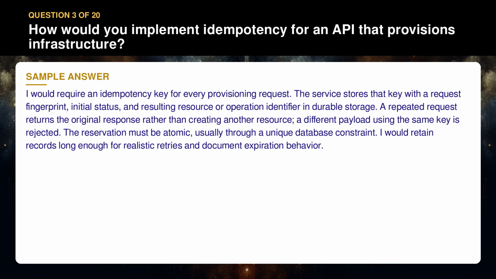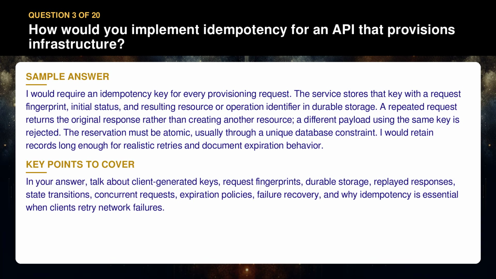The reservation must be atomic, usually through a unique database constraint. I would retain records long enough for realistic retries and document expiration behavior. In your answer, talk about client-generated keys, request fingerprints, durable storage, replayed responses, state transitions, concurrent requests, expiration policies, failure recovery, and why idempotency is essential when clients retry network failures.